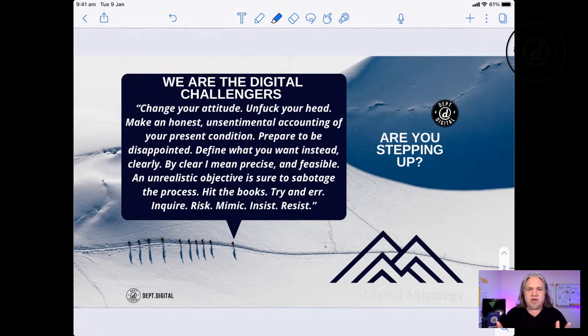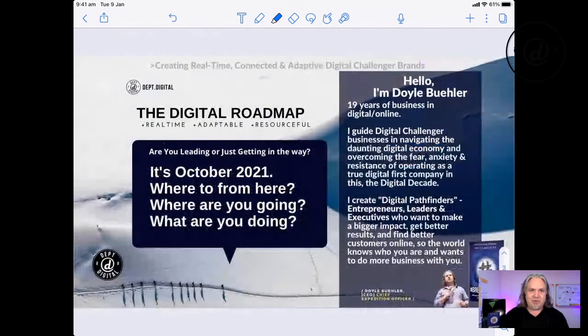And how we can actually do that. So change your attitude, unfuck your head, make an honest, unsentimental accounting of your present condition. Prepare to be disappointed. Define what you want instead clearly. By clear, I mean precise and feasible. An unrealistic objective is sure to sabotage the process. Hit the books, trial and error, inquire, risk, mimic, insist, and resist. I love that, right? Very, very powerful in terms of, look, we really need to change things up. We really need to get things done as well.